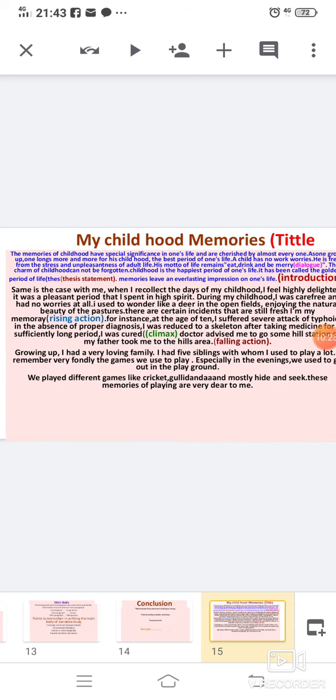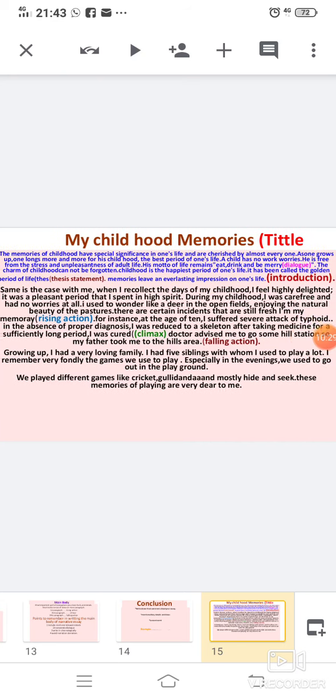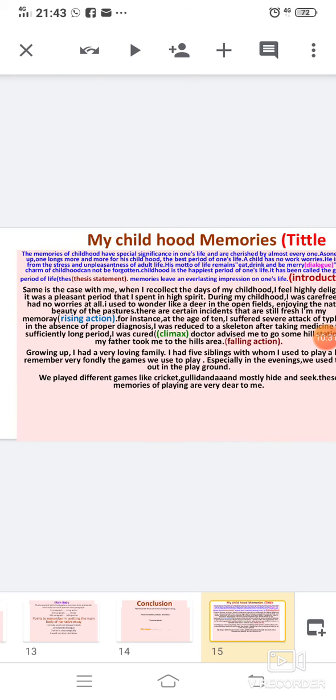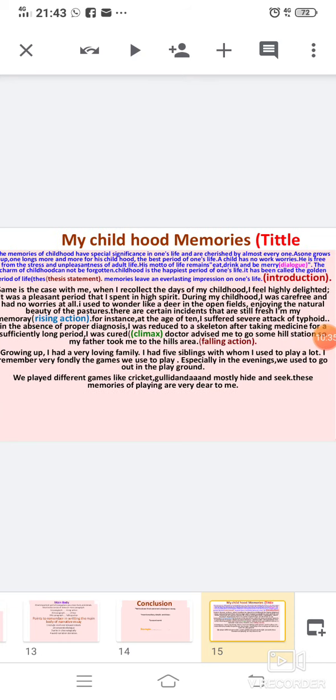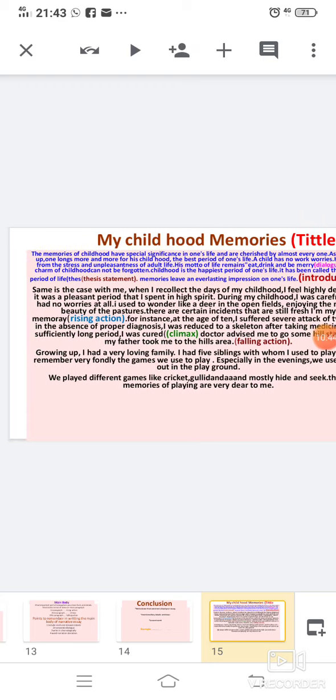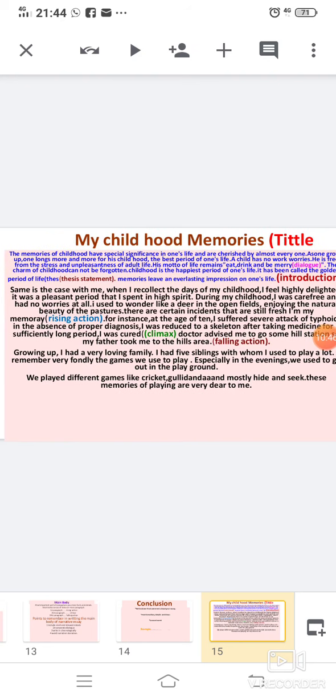Childhood memories leave an everlasting impression on one's life. This blue color is the introductory paragraph, and in this introductory paragraph there is also a dialogue as well as a thesis statement. "Eat, drink, and be merry." This is a dialogue, and in the last line there is a thesis statement. This is the introductory portion of my narrative essay.